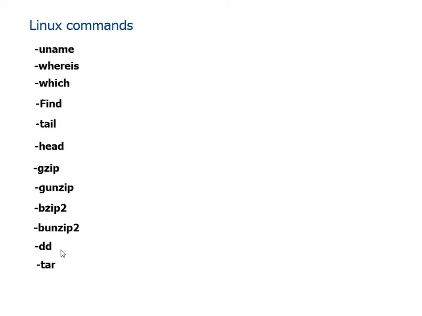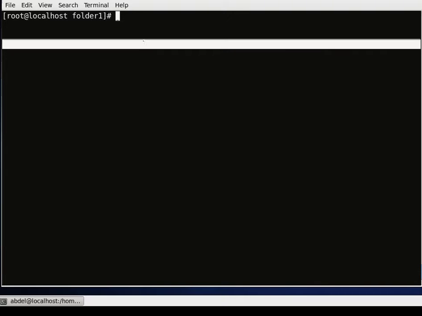We will learn also about the dd command, how to create an image of the hard disk, and the tar command to create or extract zip files or gz files or bzip2 files. So let's go to the Linux operating system. I have my CentOS right here.